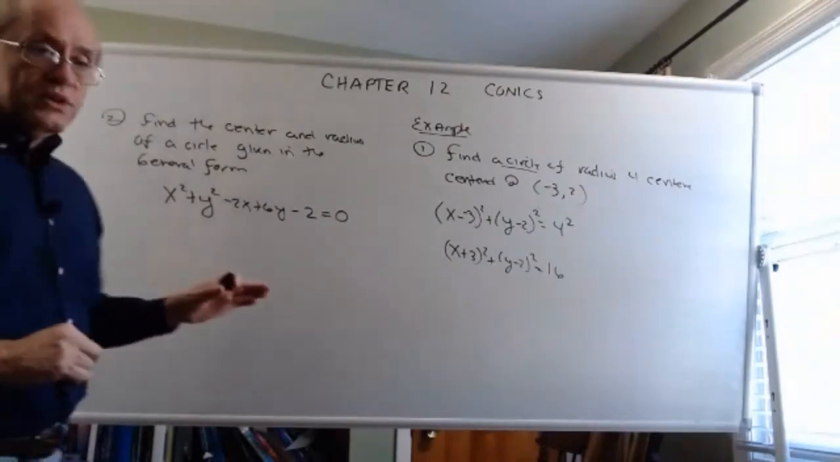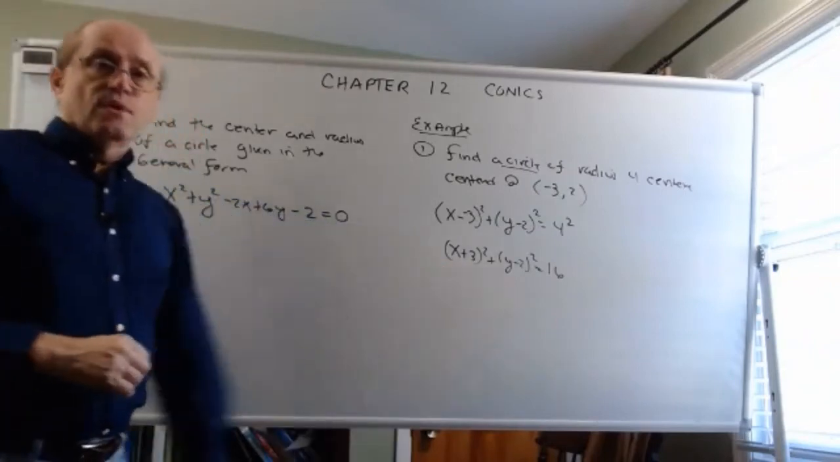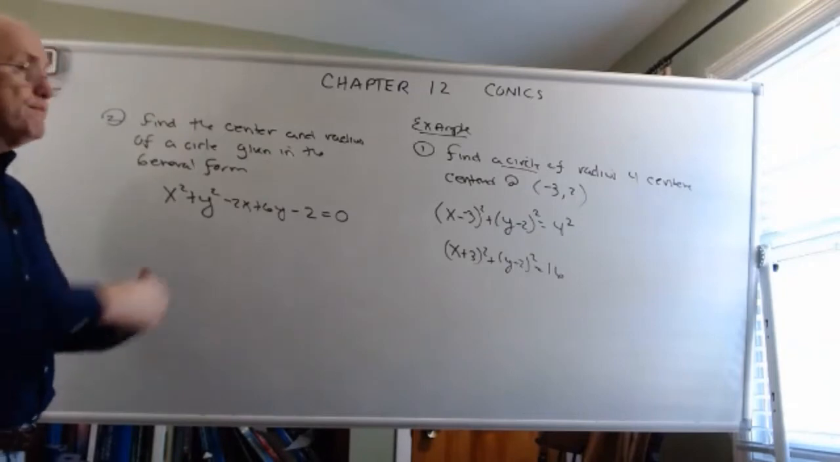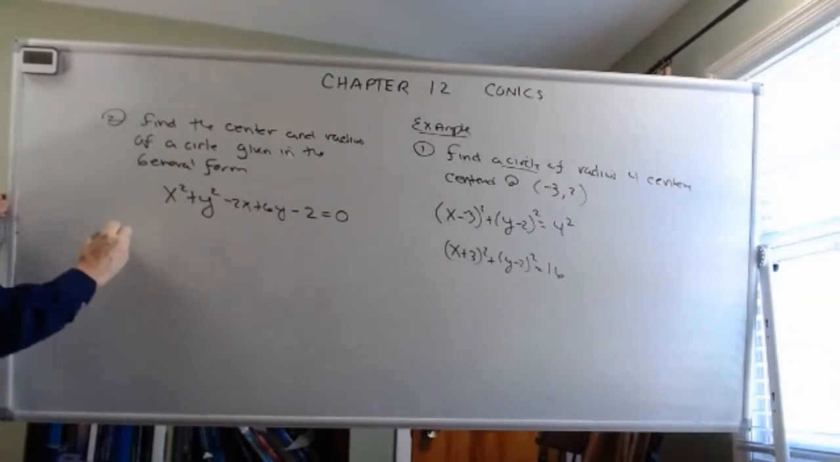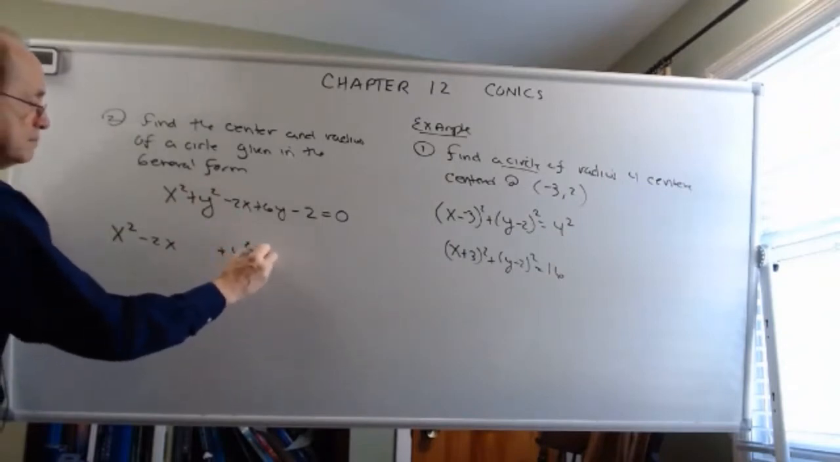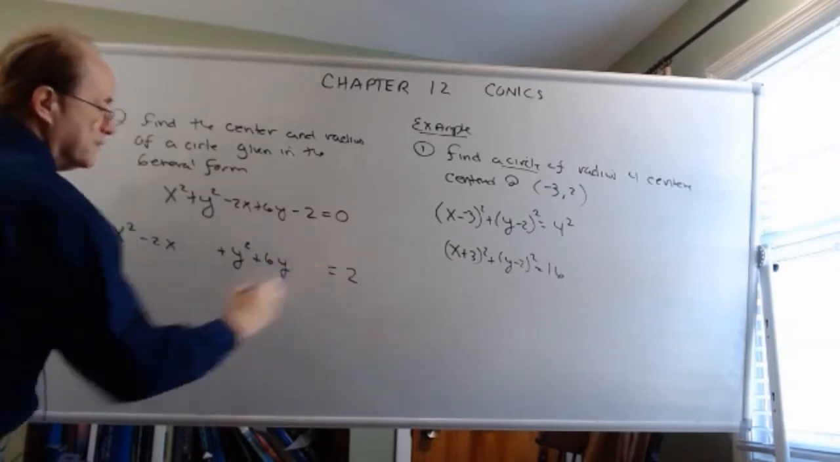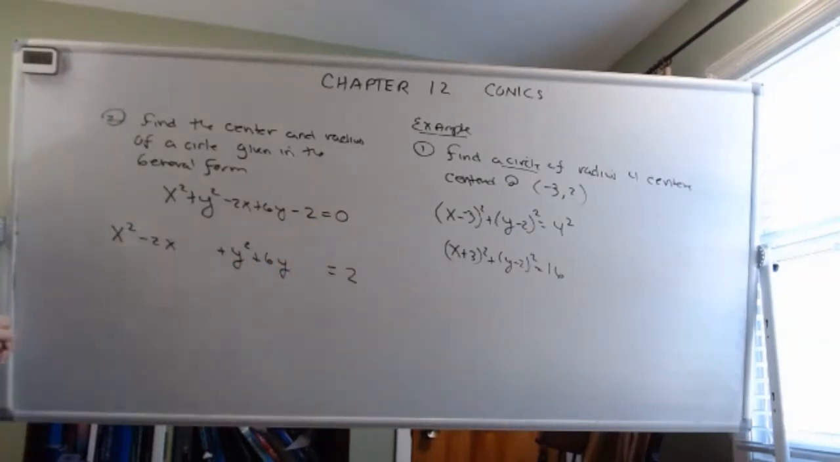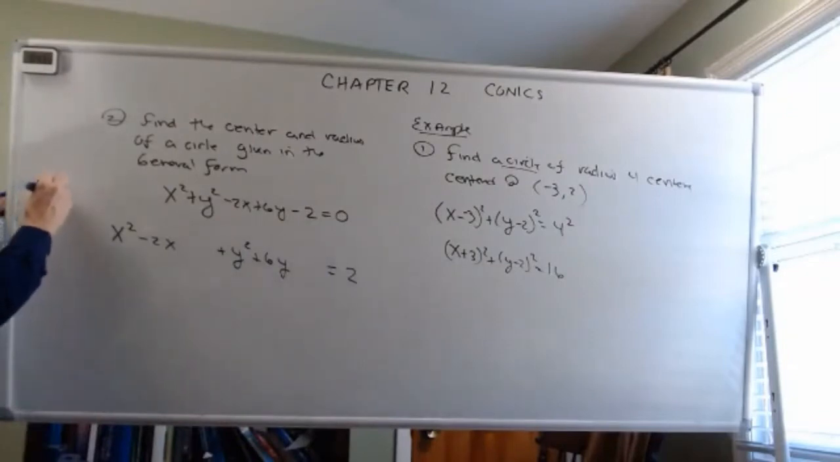So what I want to do with this is get into that standard form, something of that form. So I'm going to have to complete the square for both the x and the y. So let's separate these out. I'll put the x's together: x squared minus 2x, plus y squared plus 6y. And let's move that 2 over to the other side of the equation. Now I'm going to complete the square on this. So what do I do to complete the square?